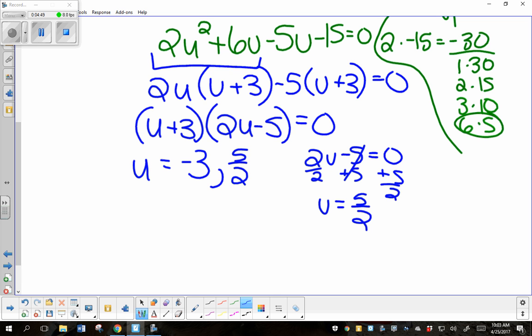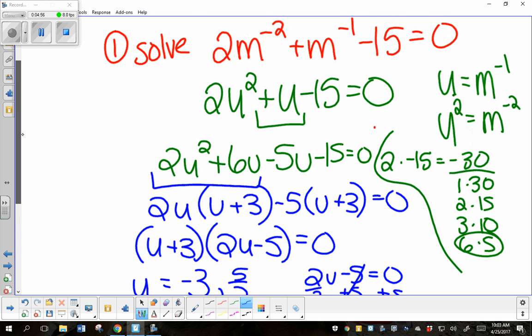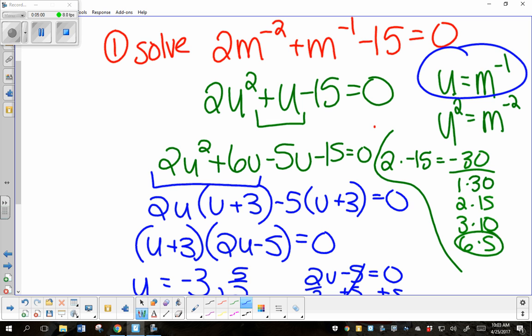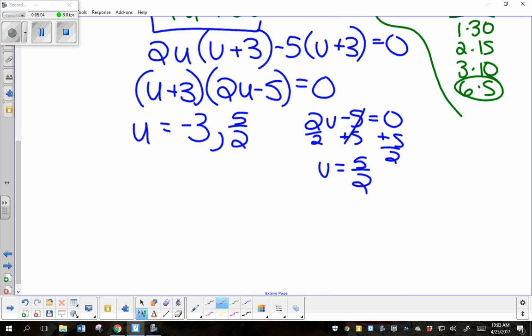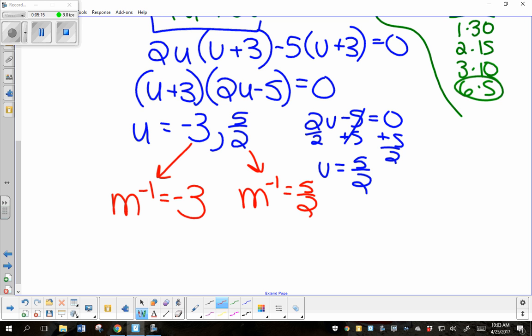But we're not trying to find u, right? We're trying to find m. So now we need to replace u with m to the negative 1. That's what we said in the very beginning. U is the same as m to the negative 1. So I've got two equations here. I've got m to the negative 1 equals negative 3, and m to the negative 1 equals 5 halves.